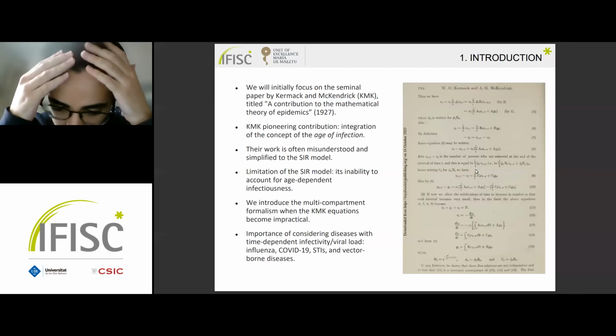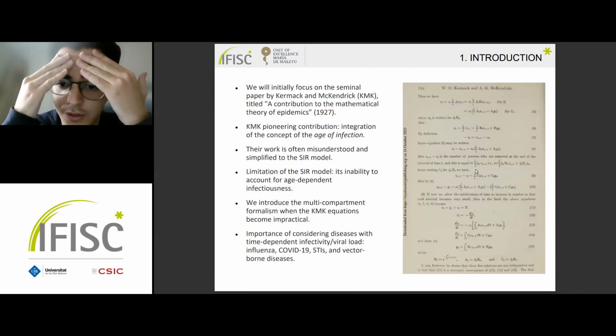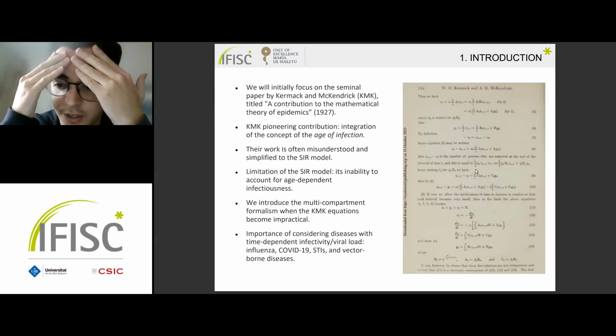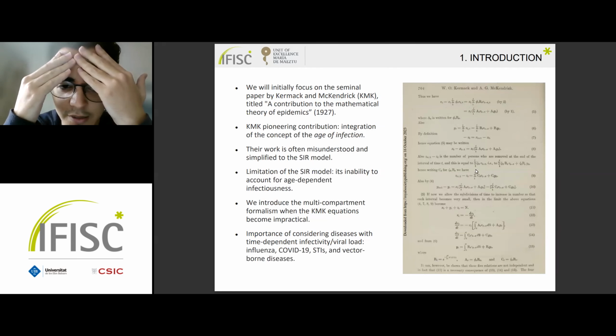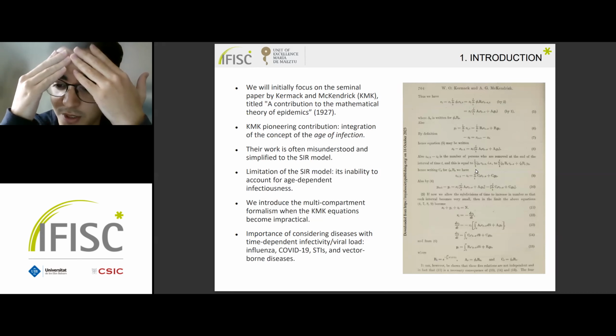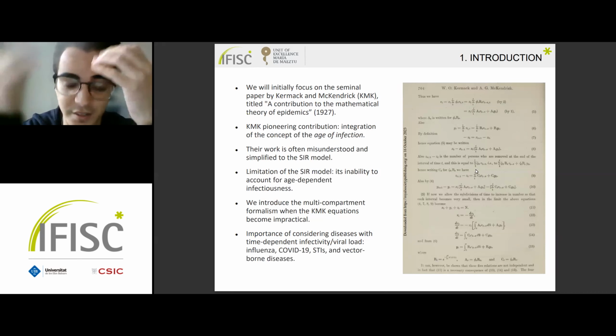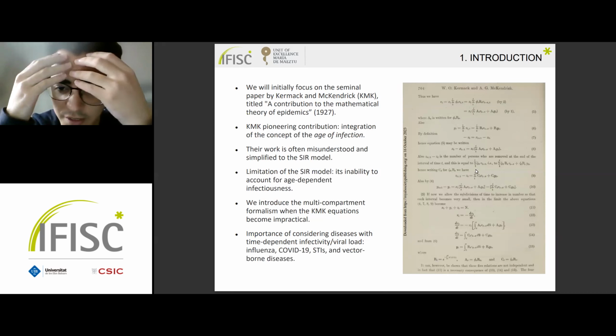So in this presentation, we will initially focus on the work by Kermack and McKendrick that was presented almost 100 years ago in 1927, and it's titled A Contribution to the Mathematical Theory of Epidemics. And this model is very important because it's the first model that integrates the concept of age of infection, which is the time since the infected individual was infected.